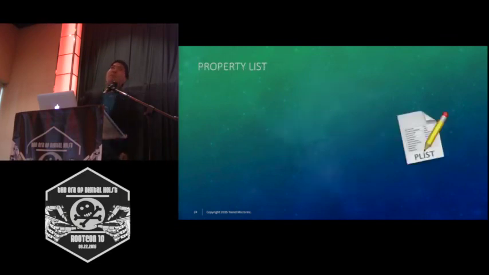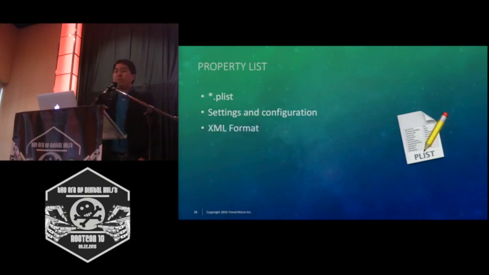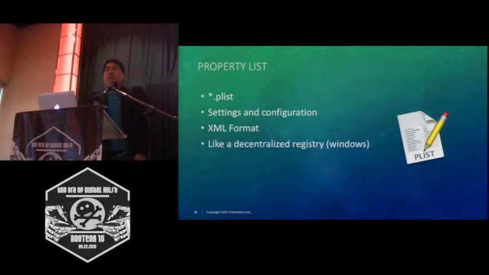So the next thing we need to focus on, or what files we need to look for in Mac OS, is the property list, which are the plist files. Plist files contain the configuration settings within the system or within an application, and they are in an XML format. If you compare it with Windows, it's basically a decentralized registry, wherein the configuration settings are placed together with your application.